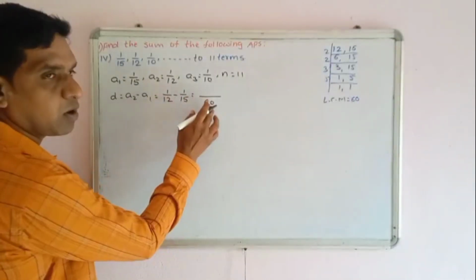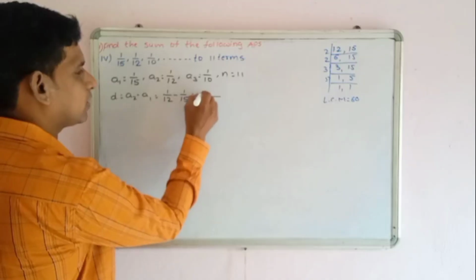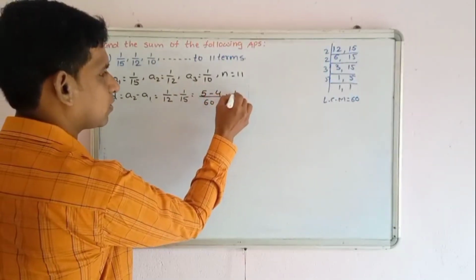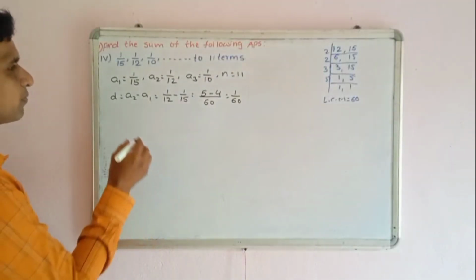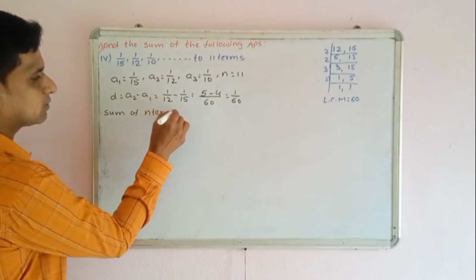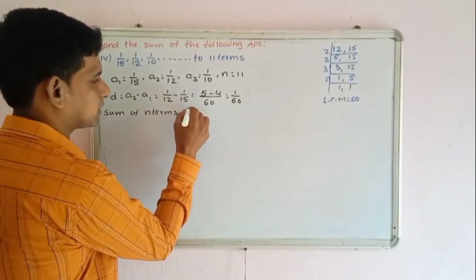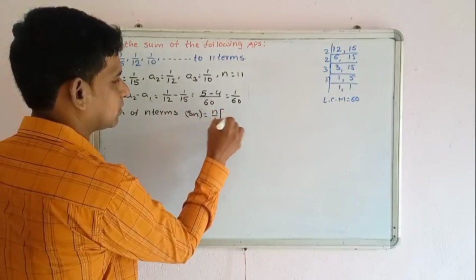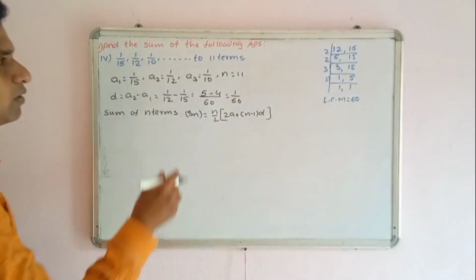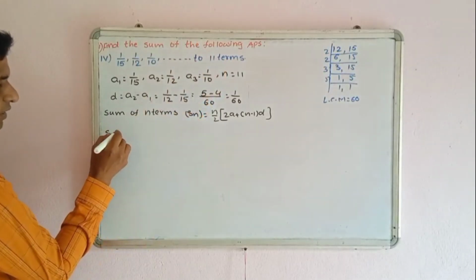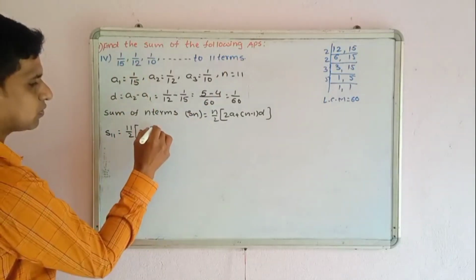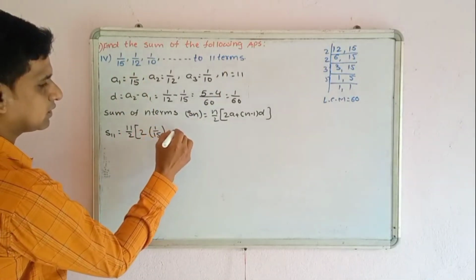With LCM 60, 12 how many times? 5 times, so 5 ones are 5. Minus 15 how many times? 4 times, so 4 ones are 4. So d is 1 over 60. Now the sum of n terms. What is the formula? Sn equals n by 2 into 2a plus n minus 1 into d. Now I want to find S11, the sum of 11 terms, equals 11 by 2 into 2a, where the value of a is 1 by 15, plus n minus 1.